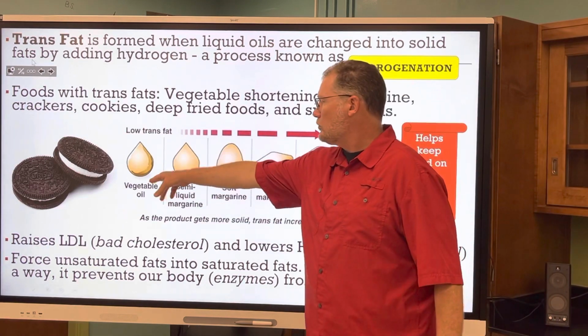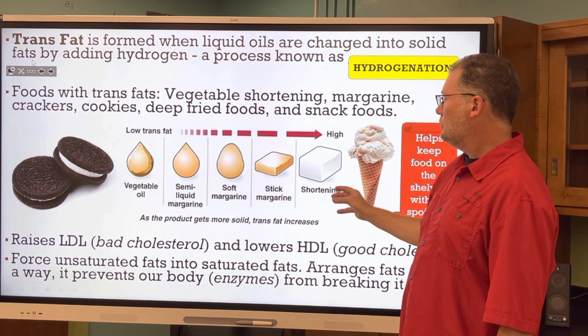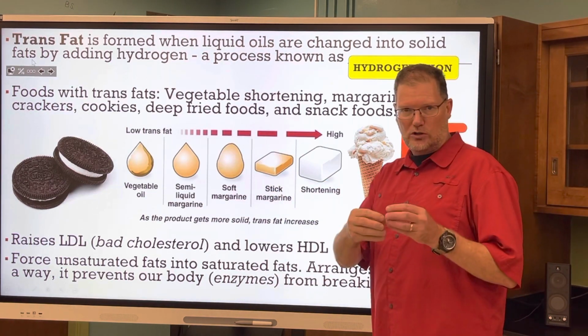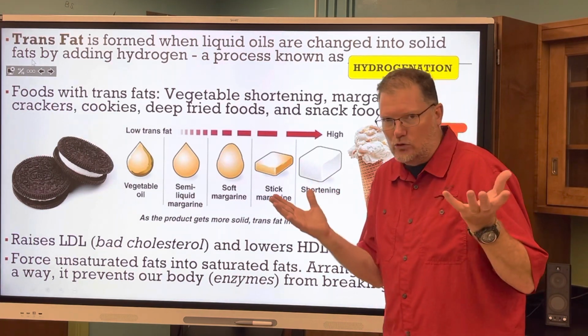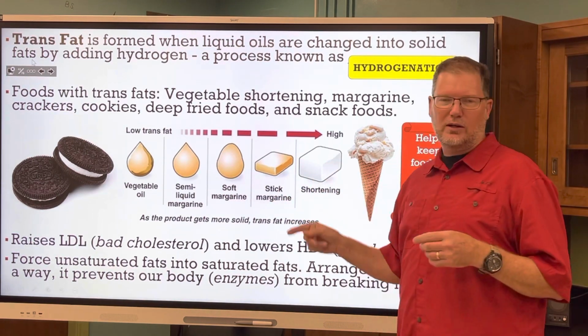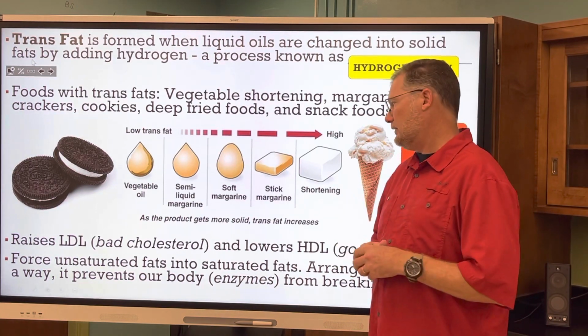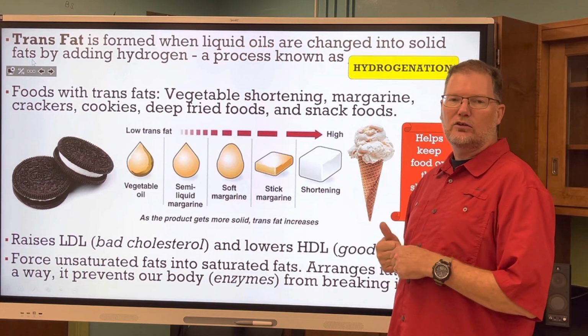So you see you got low trans fat vegetable oil, and then going up. This is soft margarine in the tub. This is stick margarine, in the little aluminum foil packets. You guys all know this stuff. You eat food, right? And then the shortening is that nasty Crisco, the white stuff in the jar. I don't like that stuff. So as the product gets more solid, the trans fat goes up.